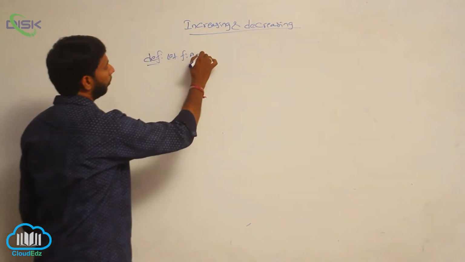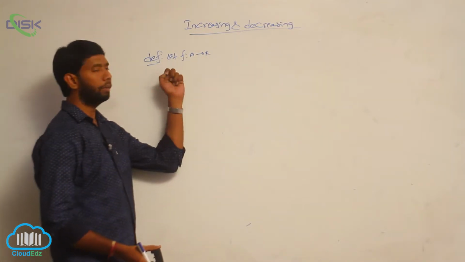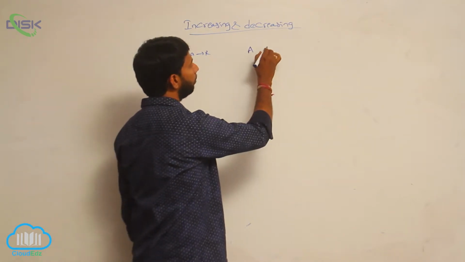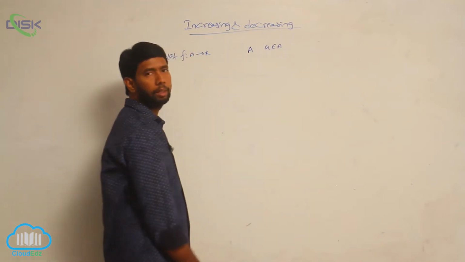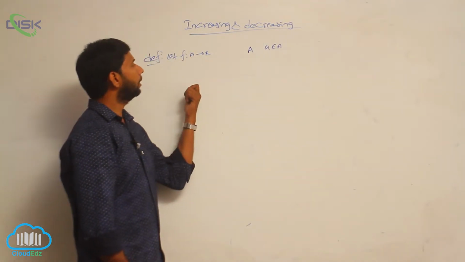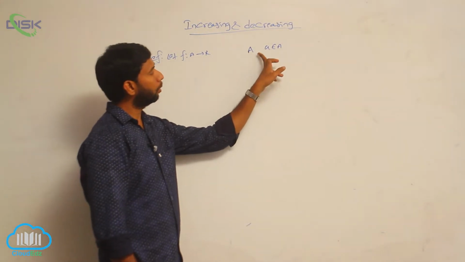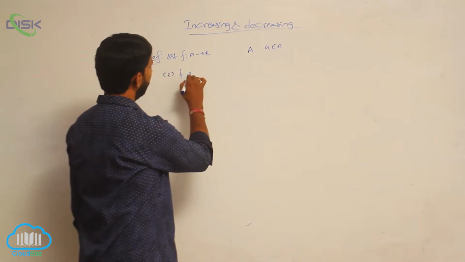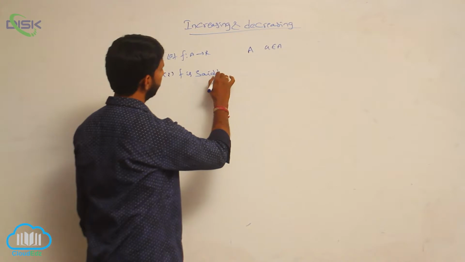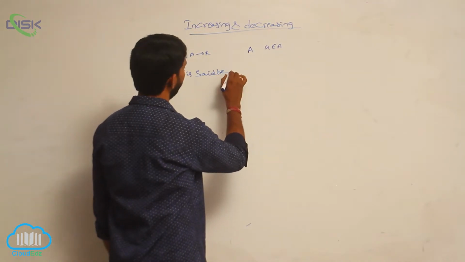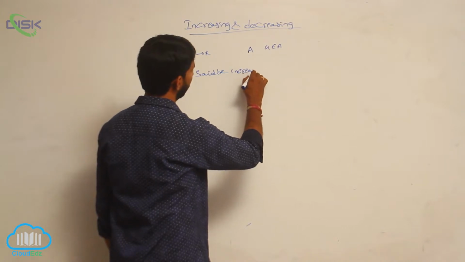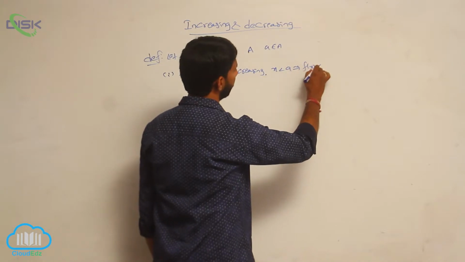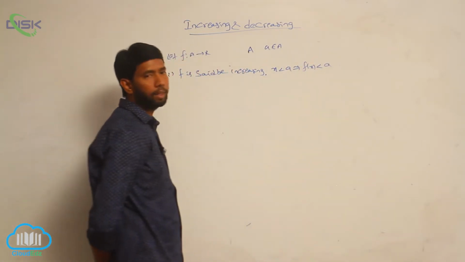Let f mapping from A to B be a function defined on the neighborhood capital A of a real number small a that belongs to capital A. F is said to be increasing if x less than a implies f of x is less than f of a.